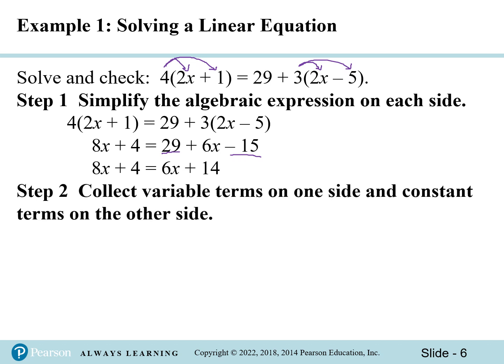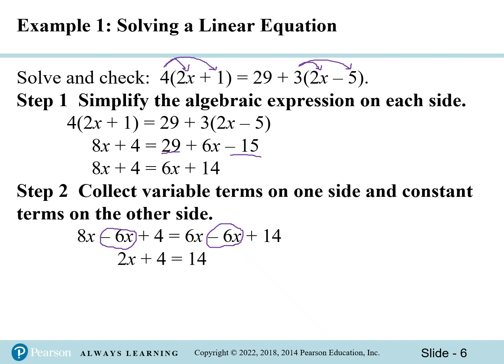Step 2 is to collect the variable terms on one side and the constant terms on the other. So what I'm doing here is I'm moving the 6x to the other side. I just have it in line. So this 6x here I'm subtracting, and I'm also subtracting 6x here. What I do to one side, I have to do to the other side. So when I do that, I'll get 2x plus 4 equals 14.